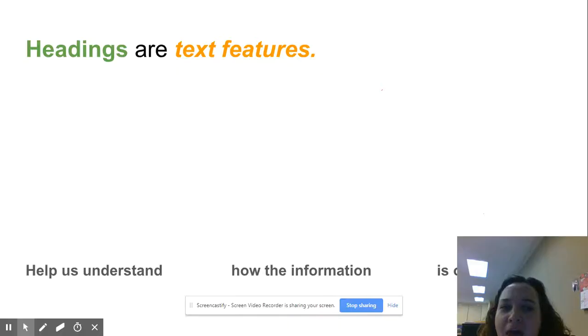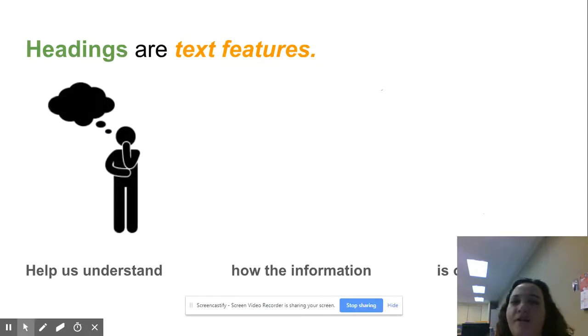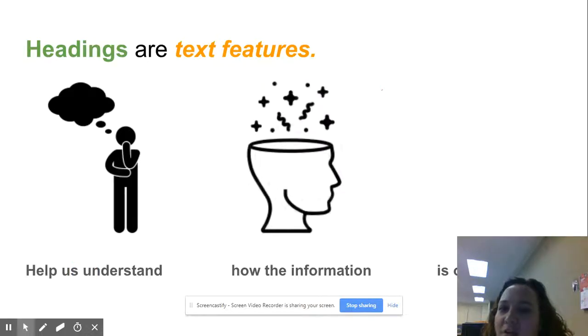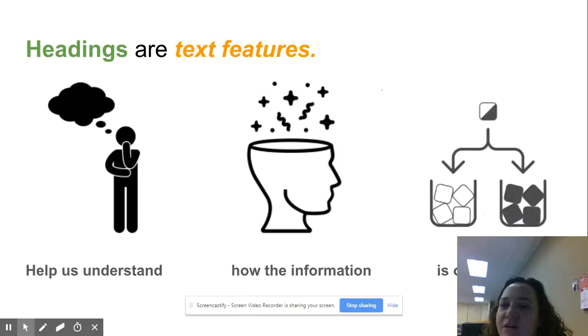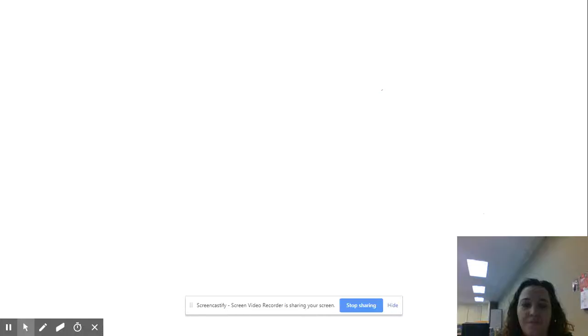Text features and headings help us understand how the information is organized in a text. Let's break that down. Text features, like headings, help us understand how the information is organized. What does organized mean? That's right, organized means to be put in a certain order that makes sense. Let's learn a little bit more about headings.